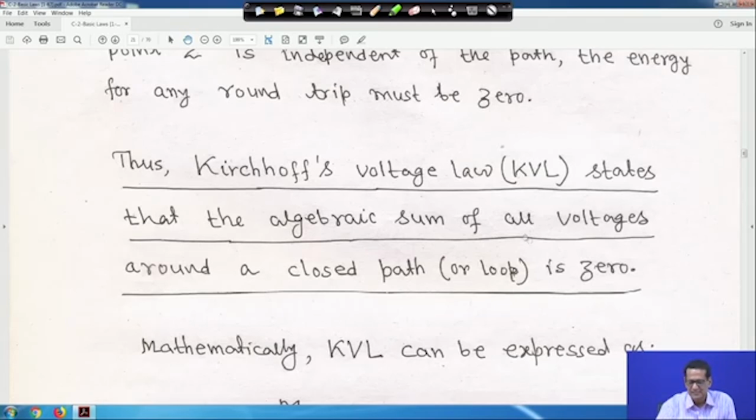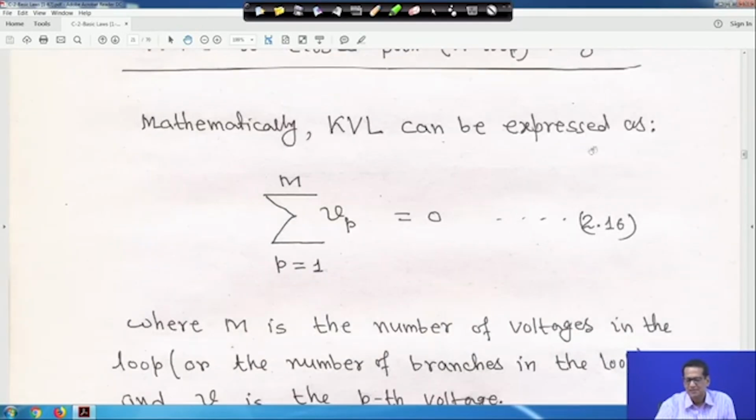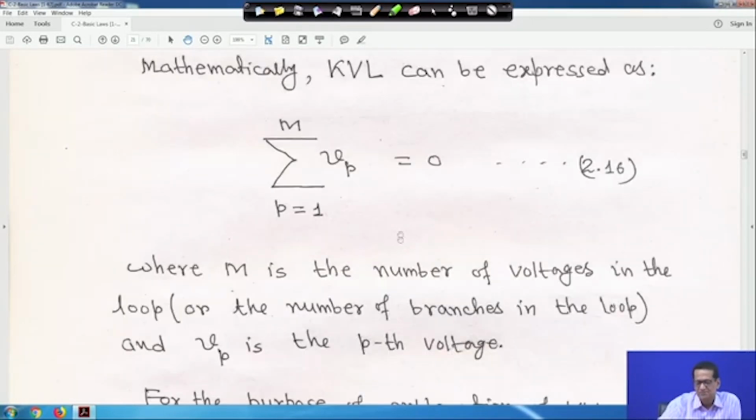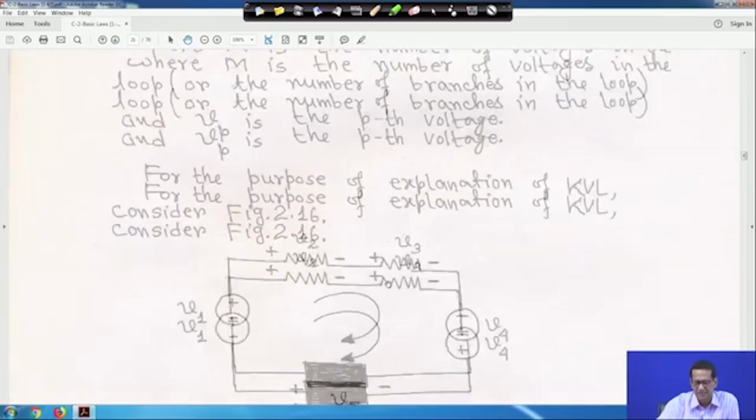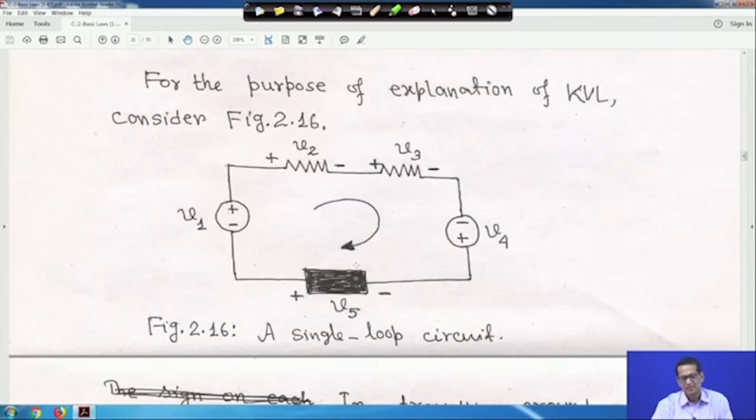Now, mathematically the KVL can be expressed as the sum over p equal to 1 to m of Vp equal to 0, where m is the number of voltages in the loop, or the number of branches in the loop, and Vp is the pth voltage. For the purpose of explanation of the KVL, look at this circuit. Here we will follow a certain convention.